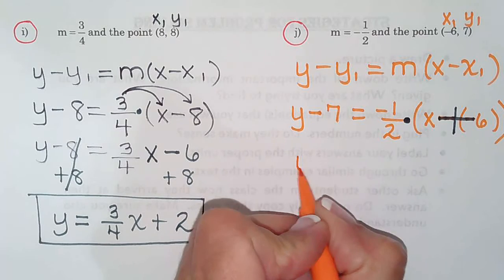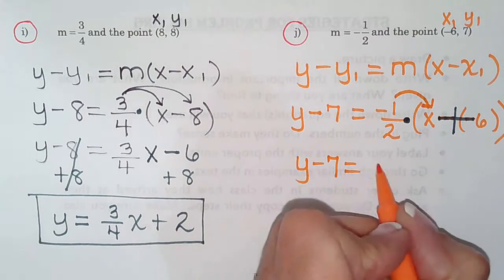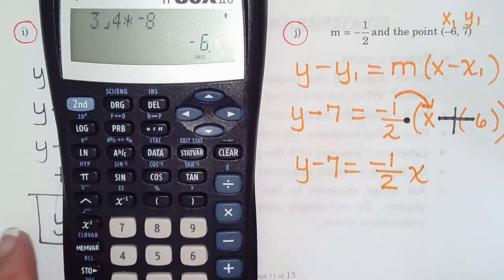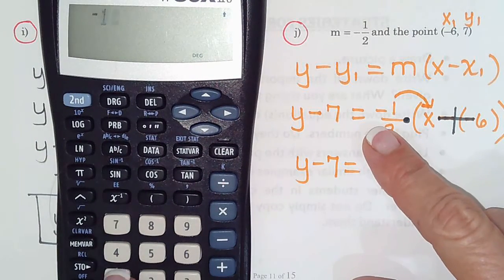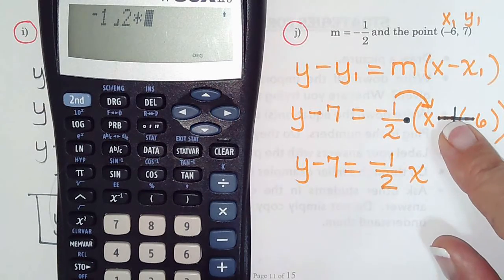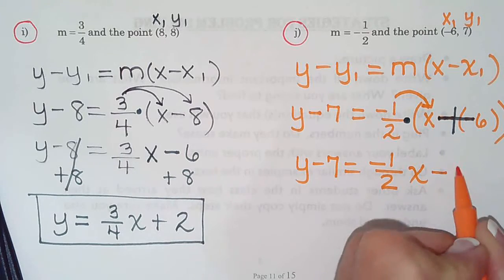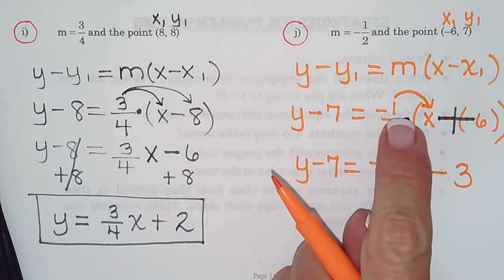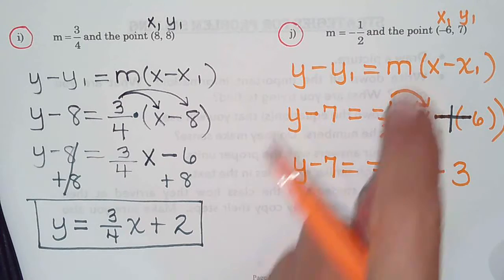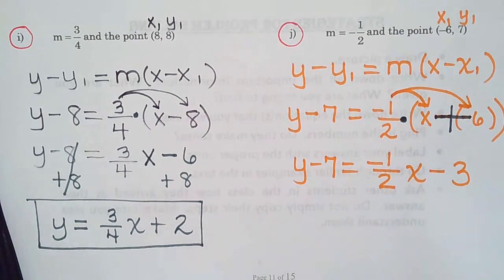So this side's going to stay y minus 7 for right now. -1/2 times x is -1/2 x. And then on your calculator, you're going to type in -1 fraction bar 2 times +6, which is -3. So I always put that times in because I notice sometimes when students miss this, they go, oh, I added them. So just because there's no symbol there, I like to put the times in, and then that helps you with the calculator part.